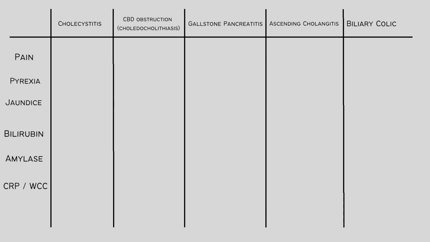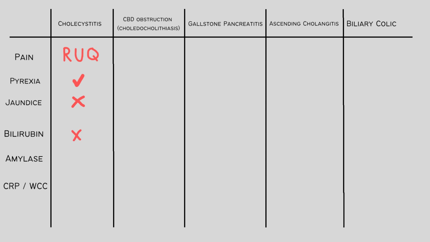Most biliary pathologies result in pain in which area of the abdomen? The right upper quadrant. And we would expect a patient to be pyrexic when there is inflammation and infection present. Is there inflammation present in cholecystitis? Remember, cholecystitis means gallbladder inflammation. So yes, we would expect a patient with cholecystitis to be pyrexic. We would expect a patient to be jaundiced if there was an obstruction in their common bile duct causing a build-up of bilirubin, so we wouldn't expect to see either of these things in cholecystitis.